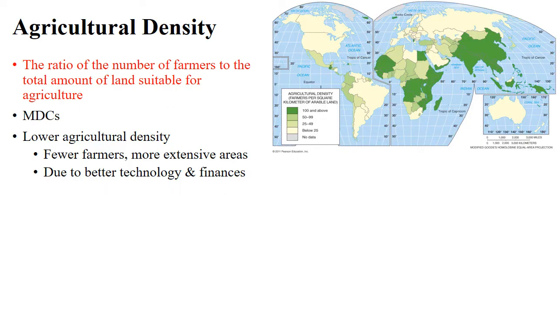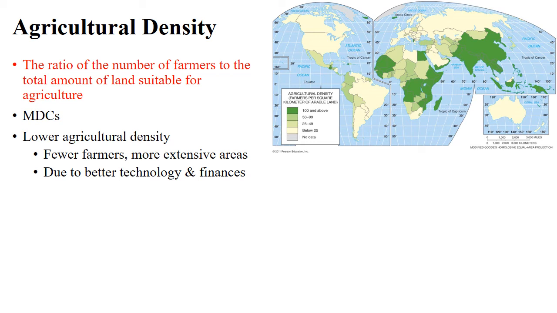The final form of density we're going to examine here is agricultural density. All right, agricultural density is calculated by looking at the number of farmers relative to the total amount of arable land, or land suitable for agriculture. So arithmetic density, total amount of people over total amount of land. Physiological density, total amount of people over farmland. Agricultural density's equation would be the total amount of farmers over farmland.